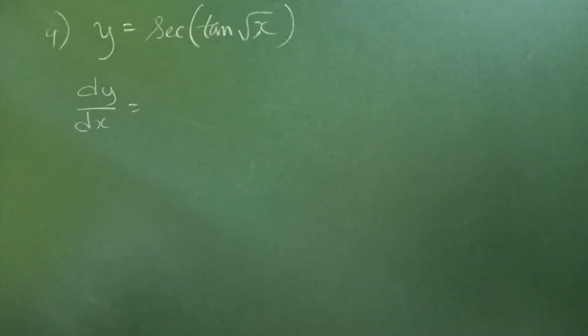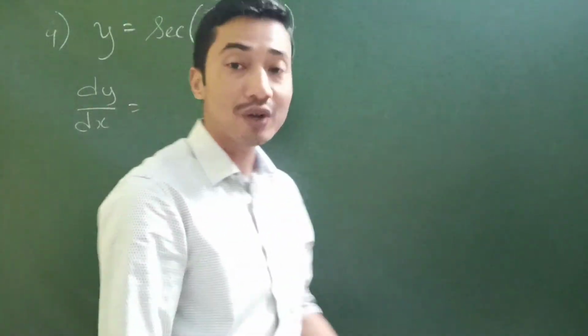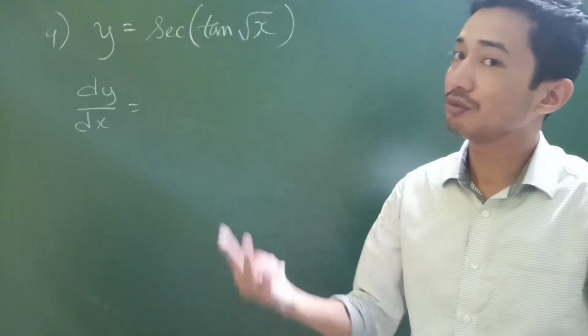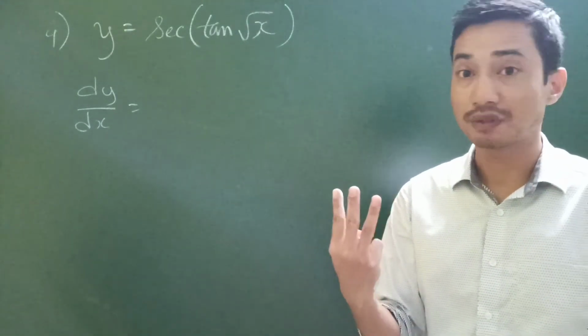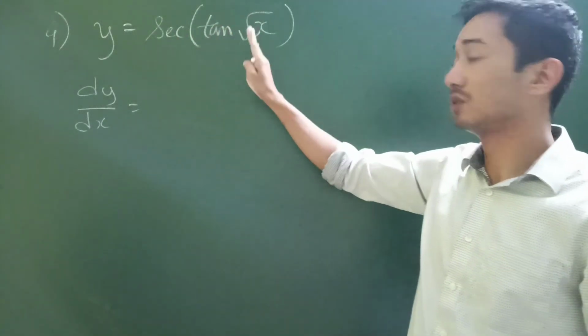Finally we have an interesting question. Now, could you identify how many functions we have here? So far we were dealing with only two functions each. So now here, how many functions do we have? We have three functions. Sec of theta, tan of theta, root of x.